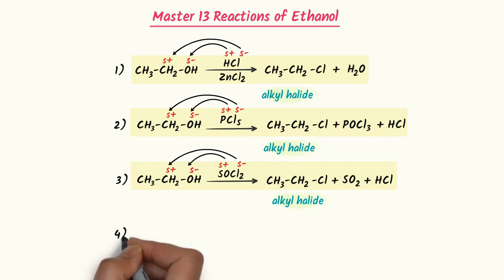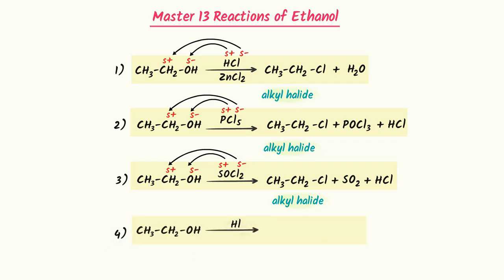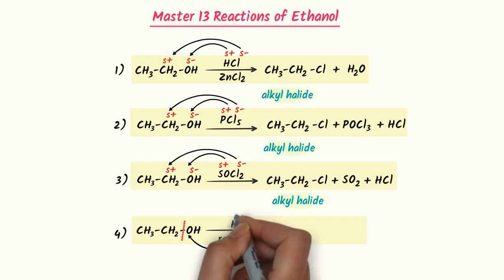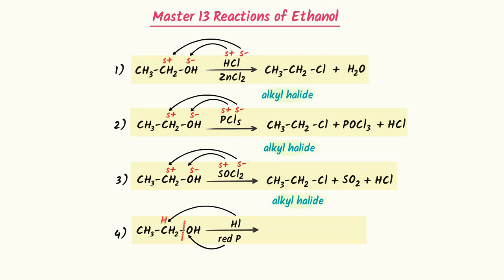For our fourth reaction, I use hydrogen iodide with red phosphorus. This is a bulldozer reaction. The phosphorus has a massive pull for oxygen. It strips the oxygen away completely. The hydrogen then attacks the positive carbon. To sum up, the functional group is destroyed and we are left with a simple alkane called ethane.